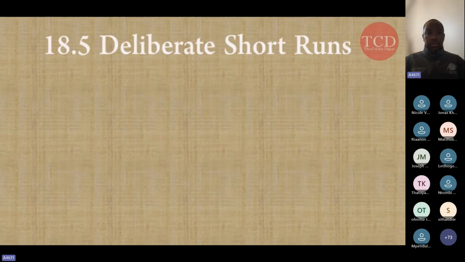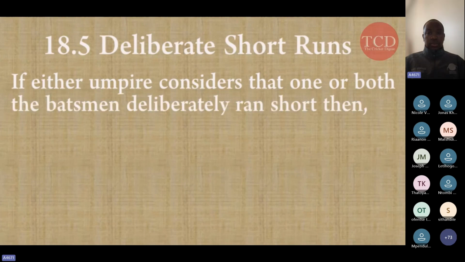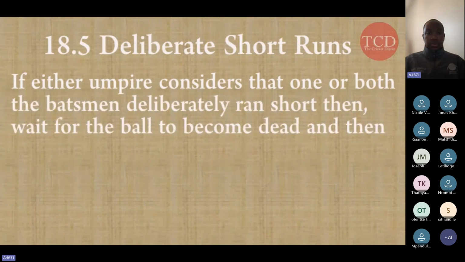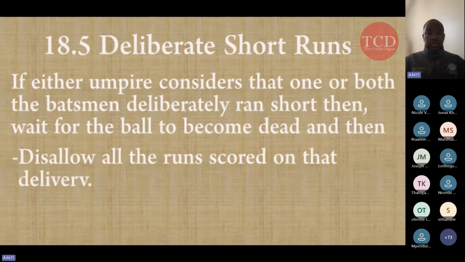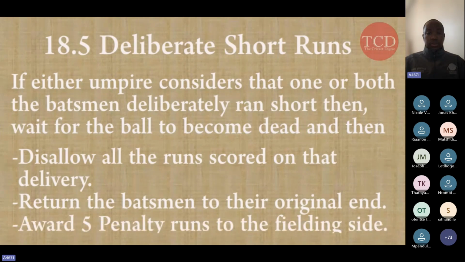Now, let's take a look at deliberate short run. Cricket law states that if either umpire considers that one or both the batsmen deliberately ran short, then wait for the ball to become dead, and further disallow all the runs scored on that delivery, return the batsmen to their original end, and award 5 penalty runs to the fielding side.